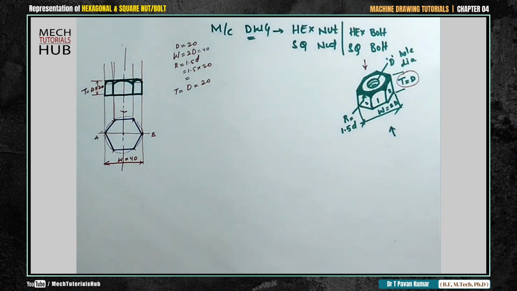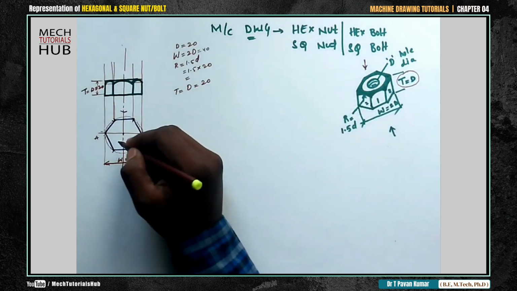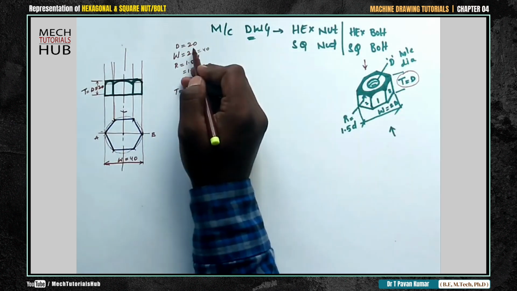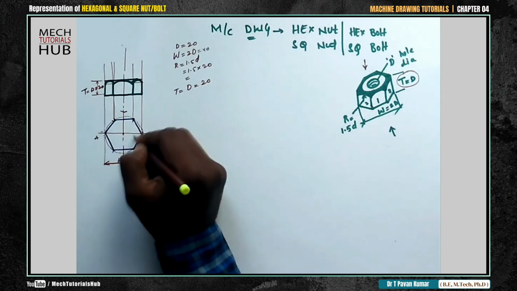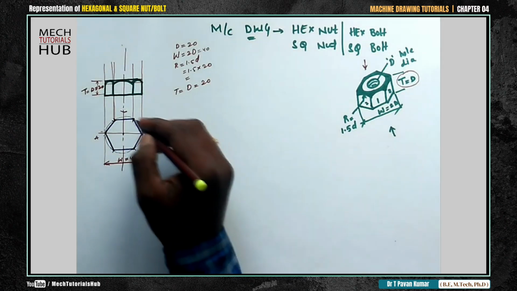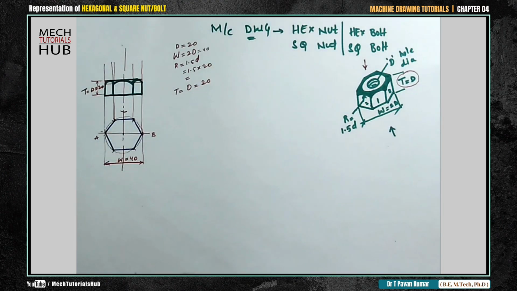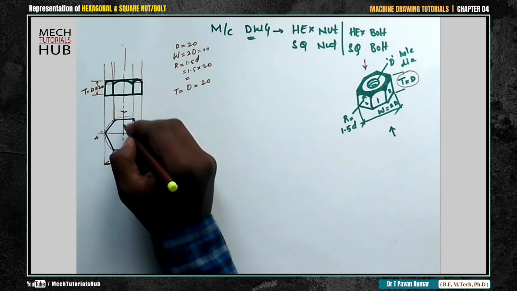Now what about the threading part? Because there is an internal circular hole of diameter D. How to draw the threading part? Here I need to draw a circle, and the same circle I need to represent in the top view. D is equal to 20 mm. Draw a circle of 20 diameter, meaning 10 is the radius. But don't draw the circle throughout 360 degrees. Draw up to 75% only. I'll tell you how and why.